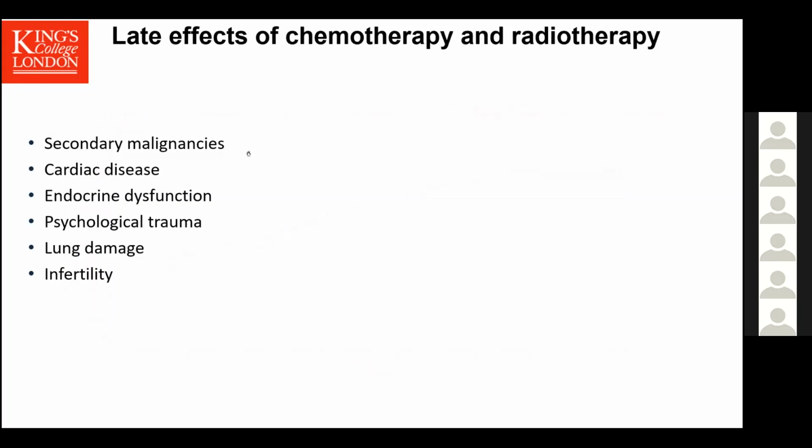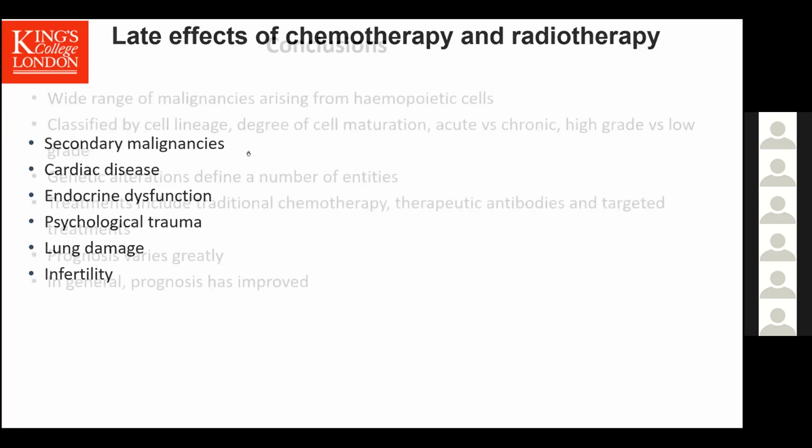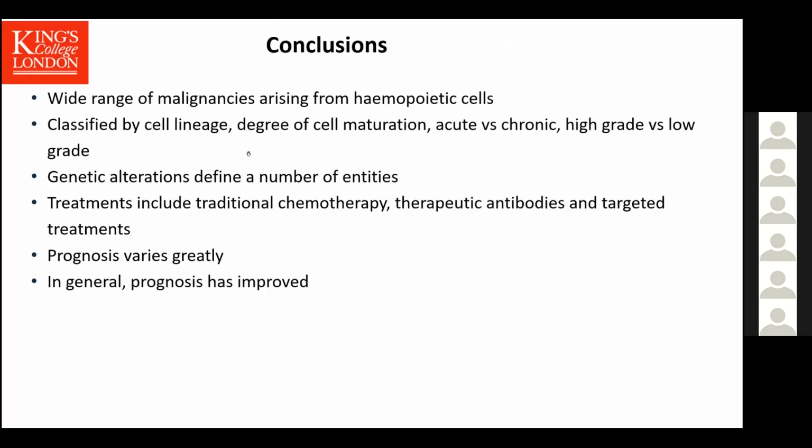Late effects of chemotherapy, you can have secondary malignancies, cardiac disease, endocrine dysfunctions, psychological trauma, lung damage, infertility. These are long-term side effects of chemotherapy and radiotherapy. And you can have, of course, secondary malignancy, especially breast cancer. If you give radiation to the chest area during Hodgkin's lymphoma, especially to a female, they can develop breast malignancies.